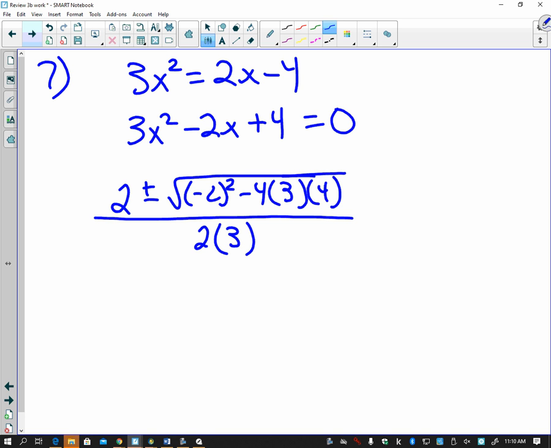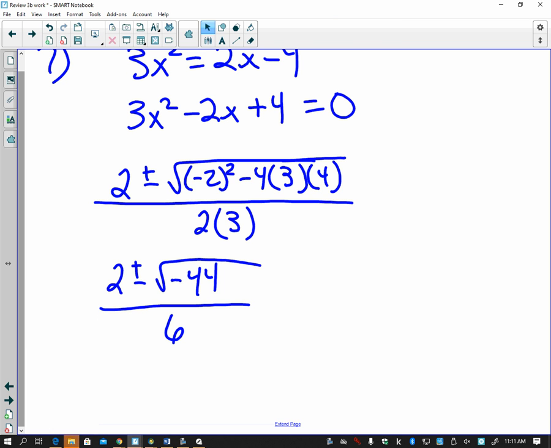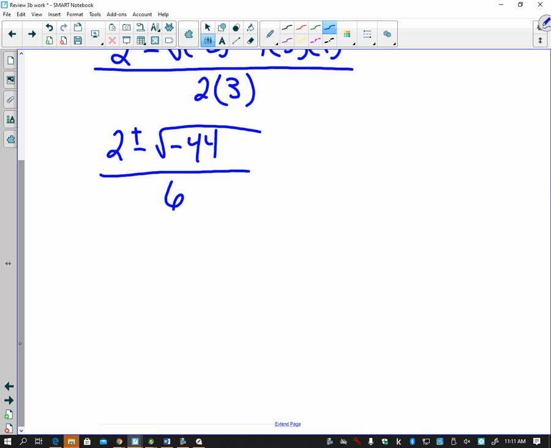All right, I'm just going to keep going here while you guys are. 6. Let's see. We've got 48. 4 minus 48. So it'd be negative 44. Negative 44. Okay. Let's see. So whenever I have a negative in the square root, what comes out? I comes out. 2 plus or minus I radical 44 over 6.